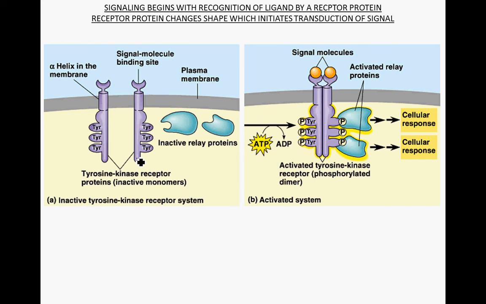It's structurally different. It's still embedded in the membrane here. We still see this embedded in the membrane, but there are two subunits that are separated. There is a binding site for the signal molecule on this one here. There are tyrosines right here. There are tyrosine-rich areas, and again, tyrosine is just an amino acid, so these are our tyrosine kinase receptors, and these are inactive. We also have these inactive relay proteins over here.